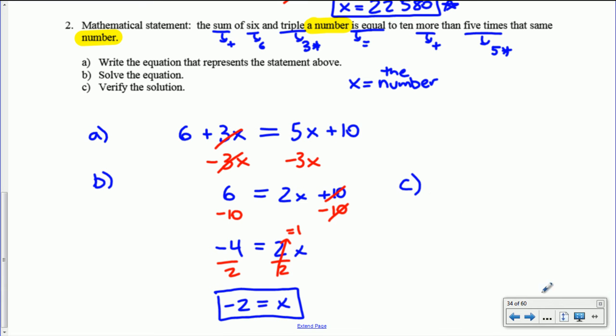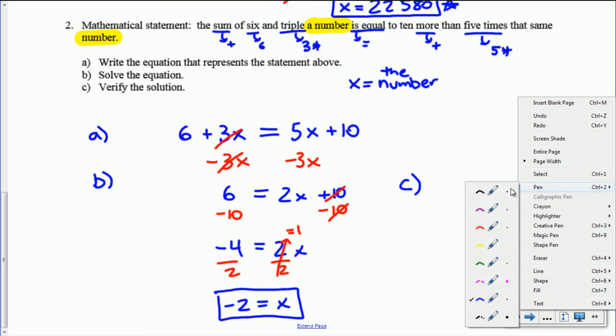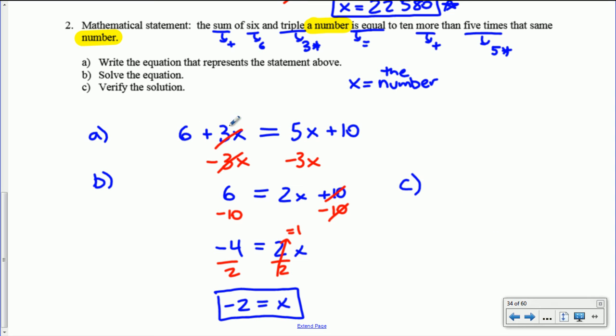So we're going to verify. So just as a check, we're going to start with the original equation. 6 plus 3, and I found the number to be negative 2. So I'm going to put that in for x. And I want to see if that is equal to 5 times the number I found plus 10. Hopefully you can still see that.